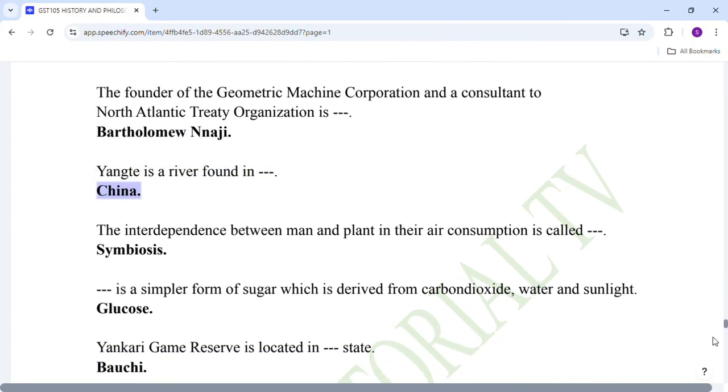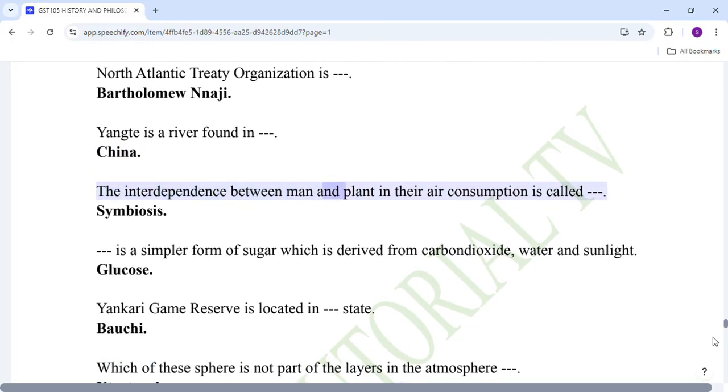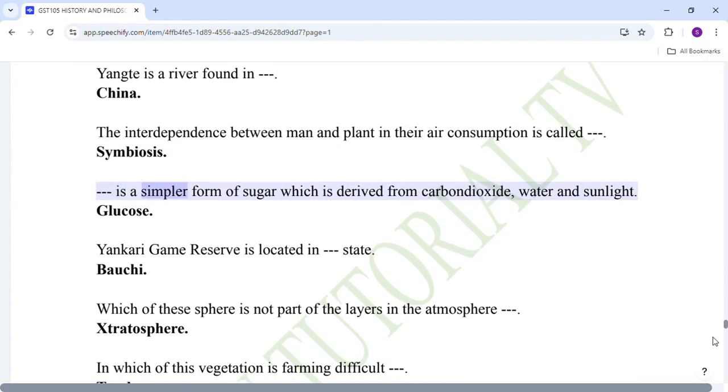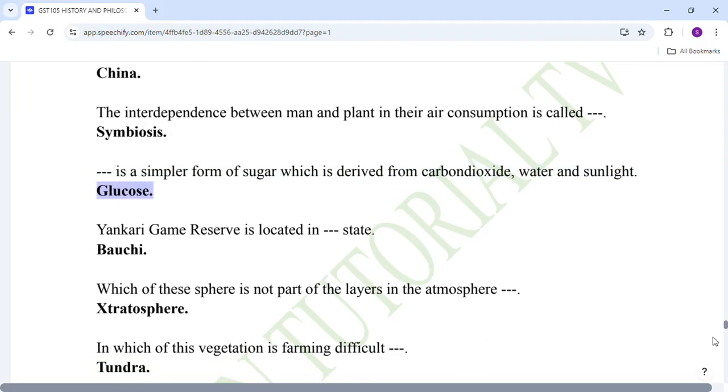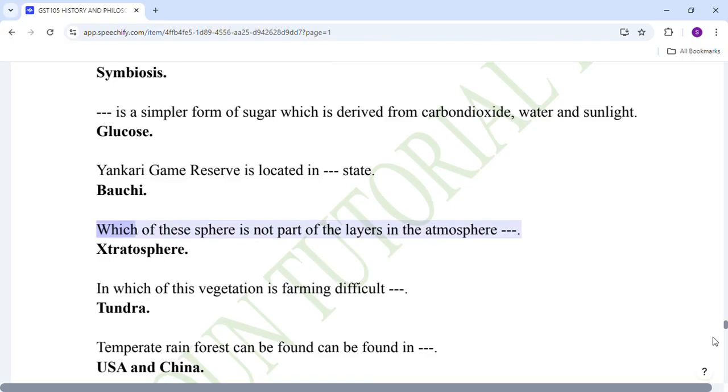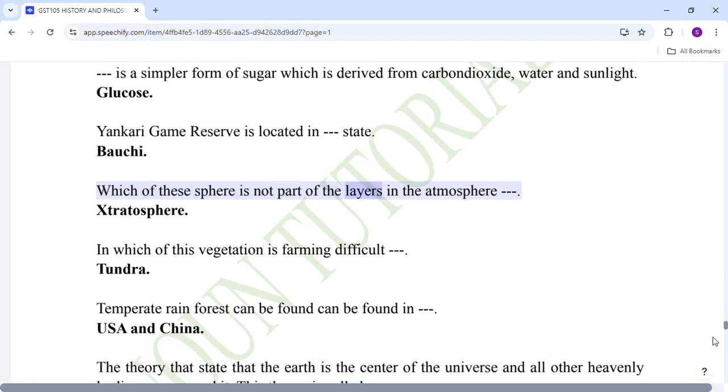China. The interdependence between man and plant in their air consumption is called dash dash. Symbiosis. Dash is a simpler form of sugar which is derived from carbon dioxide, water, and sunlight. Glucose. Yankari Game Reserve is located in dash state. Bauchi. Which of these spheres is not part of the layers in the atmosphere dash dash?